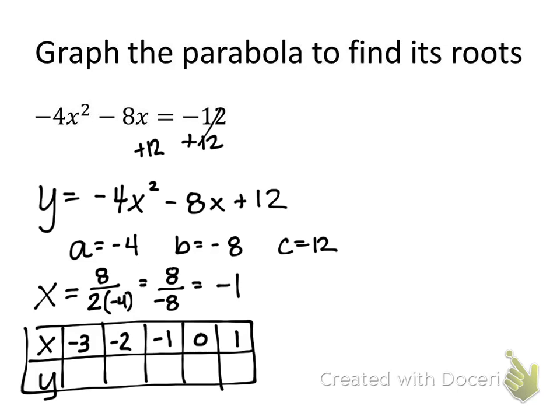What is my start value for this table? -3. What is my end value? 1. And my step is 1, like it should be. So we get 0, 12, 16, 12, 0. So it's going to be a bigger graph.